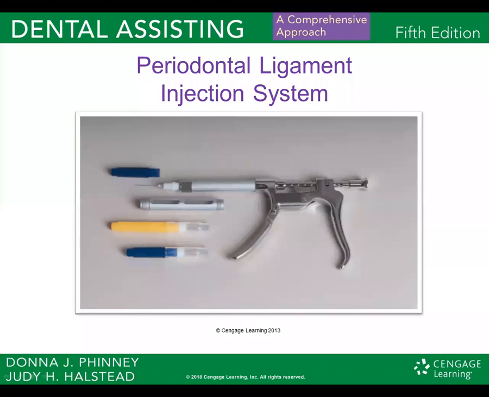So the purpose behind these syringes is that we're able to insert this into the sulcus of the tooth, which you just saw in that previous video. And this limits the pressure that we can put. So you can see the little bumps on here. It limits the amount of pressure so we don't input too much.